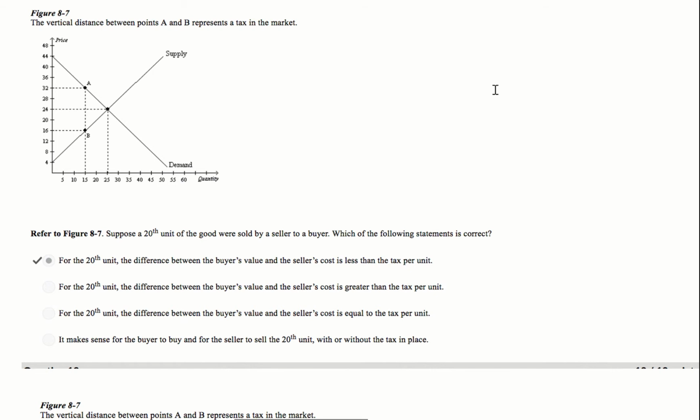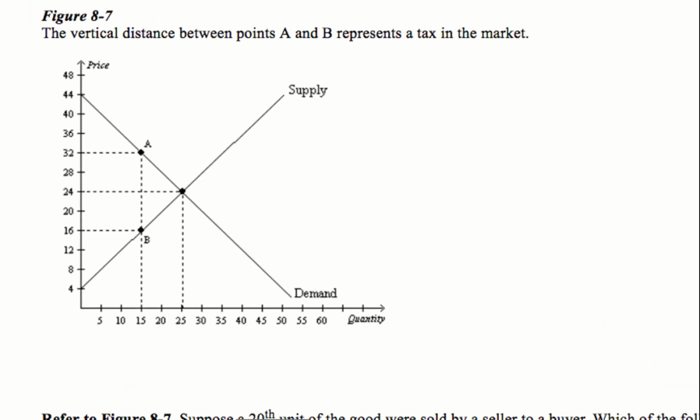Okay, all right. So first question here. I think all these questions have the same graph on it. The vertical distance between points A and B represents the tax for the market. So between A and B, this is our tax.